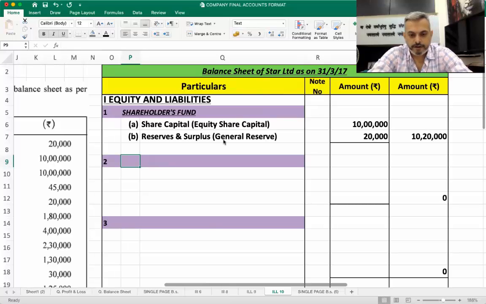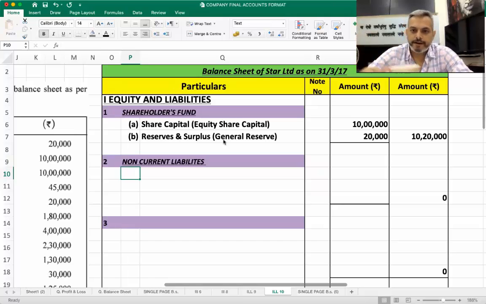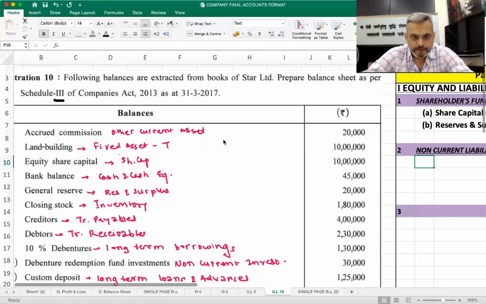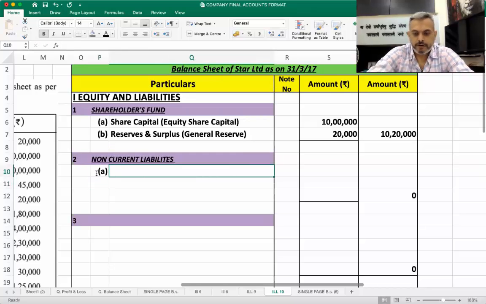We go to the second one, non-current liabilities. Non-current liabilities means generally long-term liabilities, liability which we have to clear or where the time frame is more than 12 months. So non-current liabilities. First one, loan.